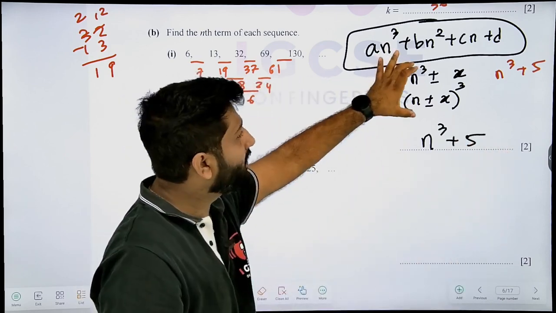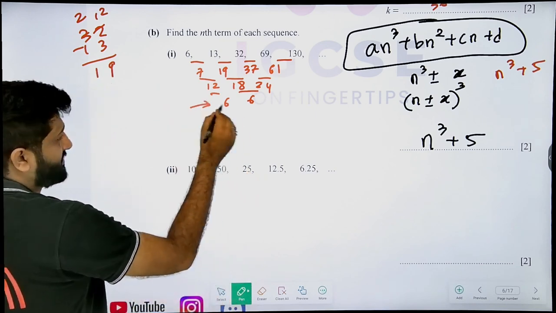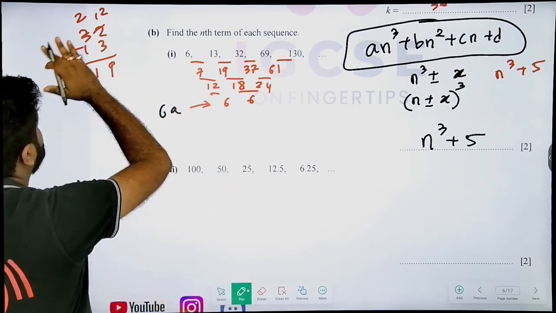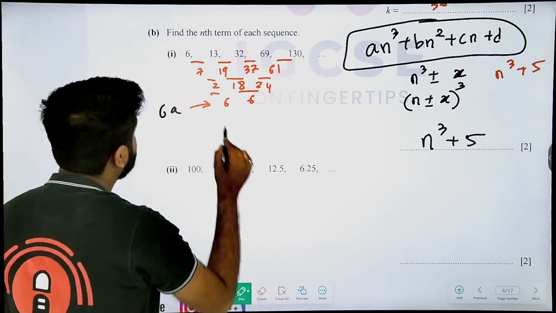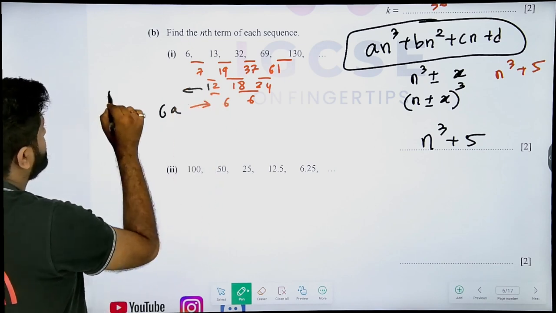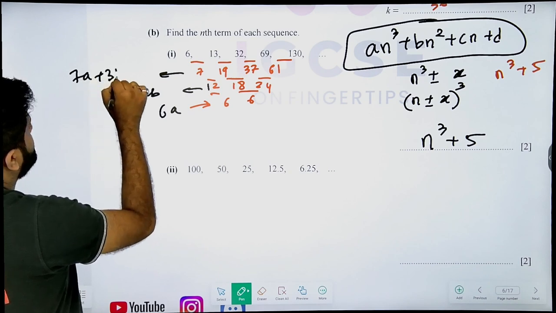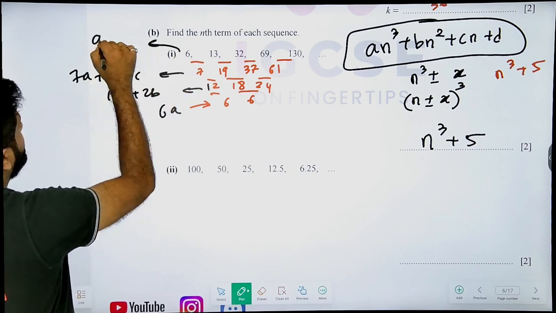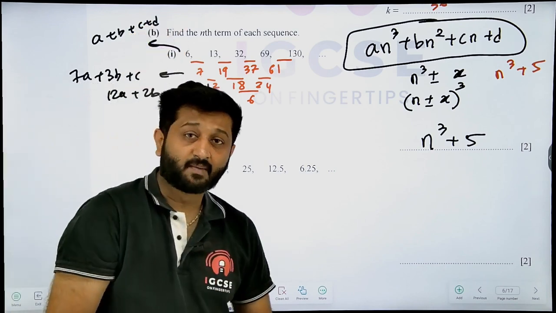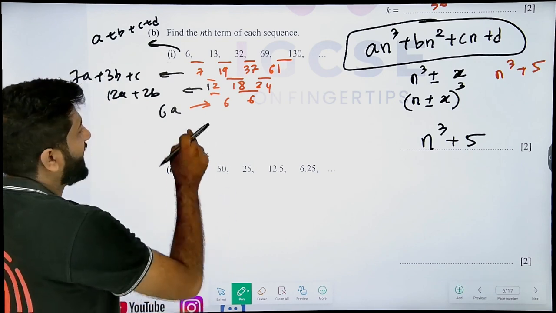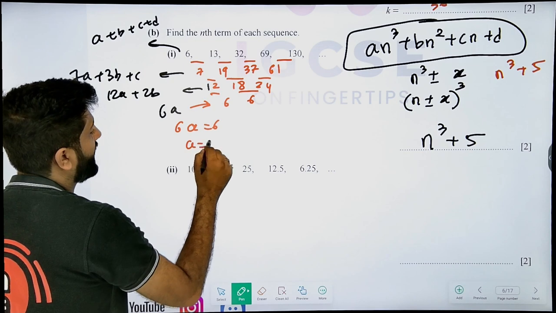But if you are not able to identify this pattern, you can always compare with the general cubic. You should always compare this with 6a. Then you have, oh sorry guys, this is 12a plus 2b. This is 7a plus 3b plus c, and this is a plus b plus c plus d. These are the 4 terms with which you can compare. In the first case, 6a equals 6, so a equals 1.